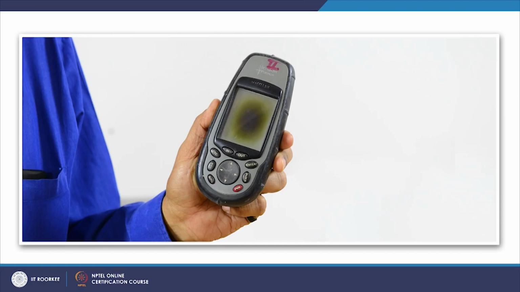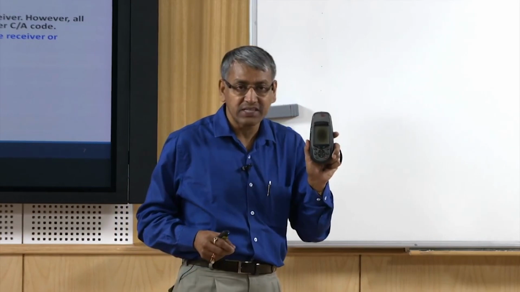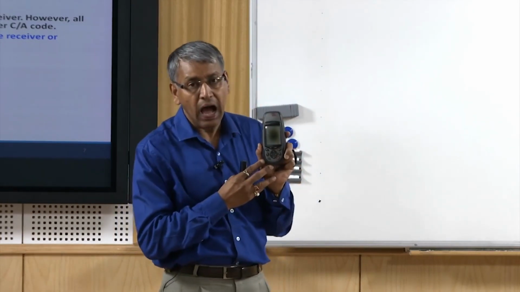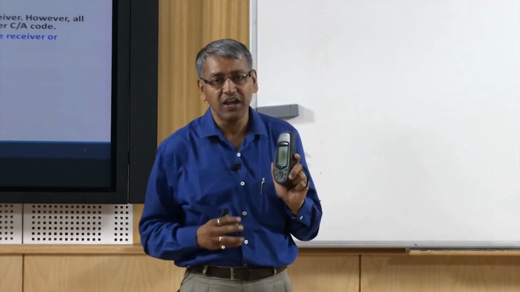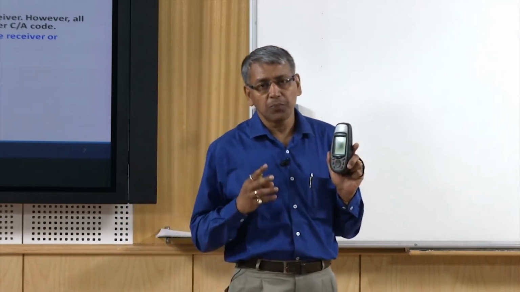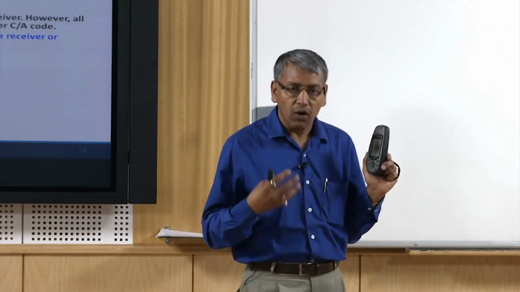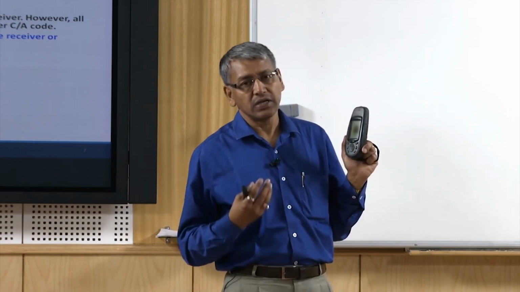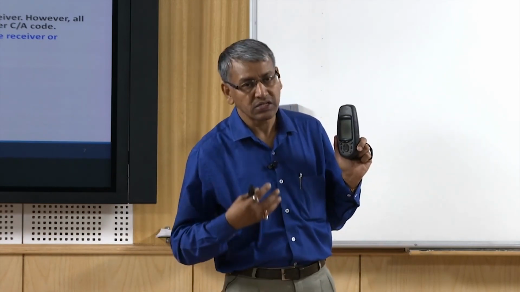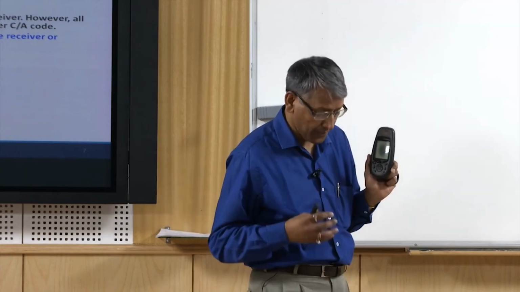Now let me show you one of the single code GPS receivers that we generally use for reconnaissance survey. It is this one. However, there are hundreds of varieties of single code GPS receivers available, and most of the GPS enabled mobile phones are also associated with a CA code or single code GPS receiver.